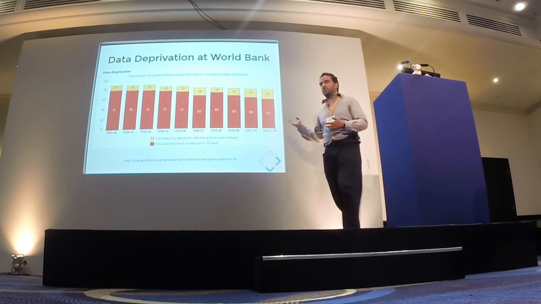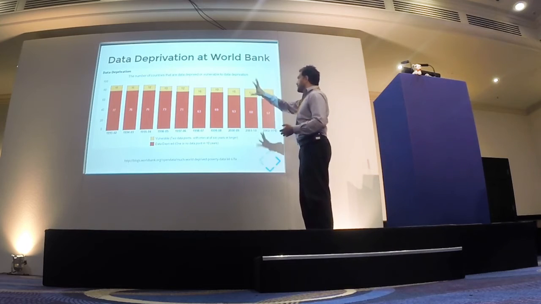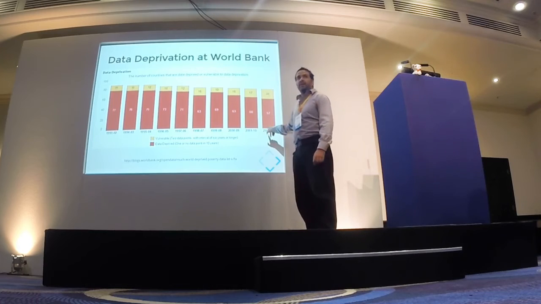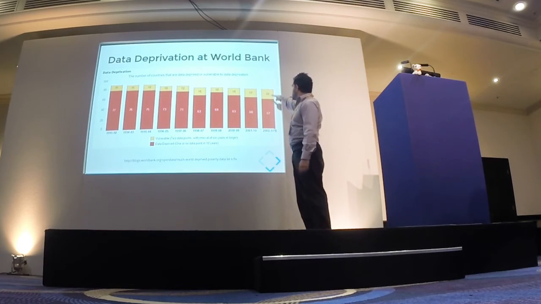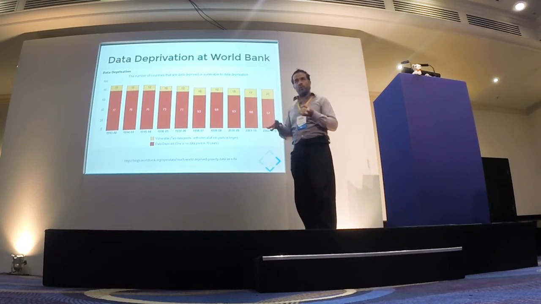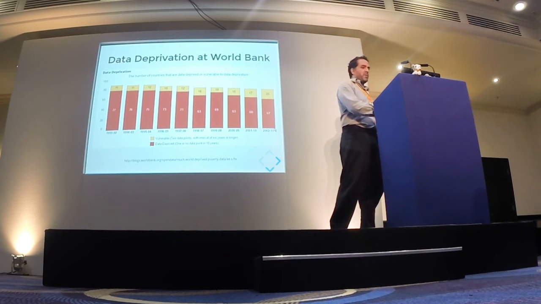The World Bank released this chart talking about data deprivation in countries. You can see the time series that it is getting lower. But as of 2011, there were still 77 countries that did not have the information required to figure out what the problem is in order to help them develop. So this is the issue with the world, right?